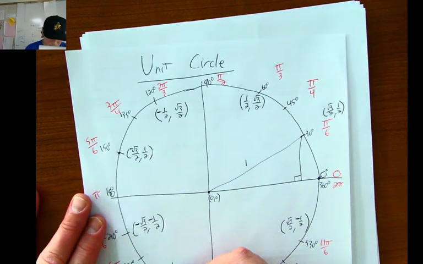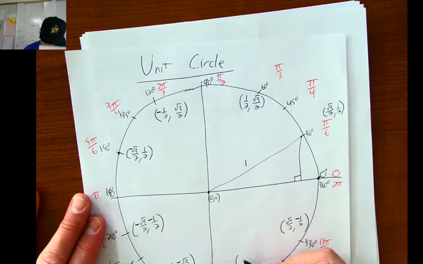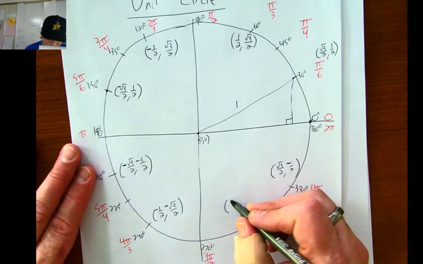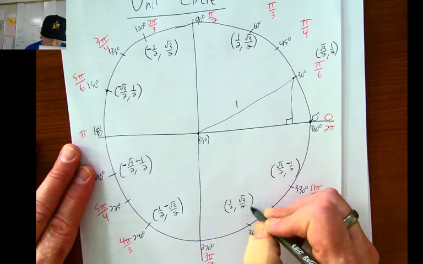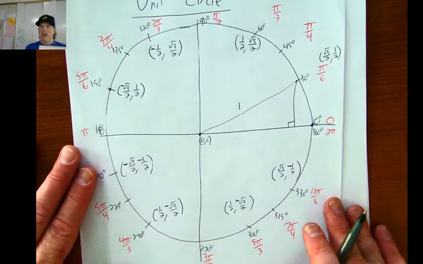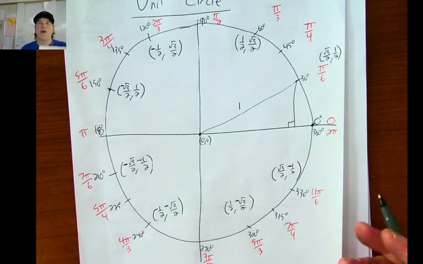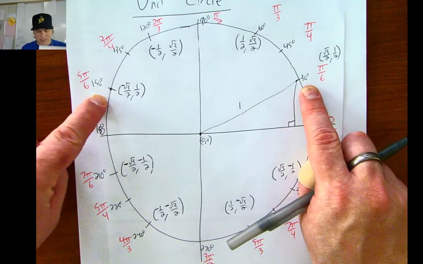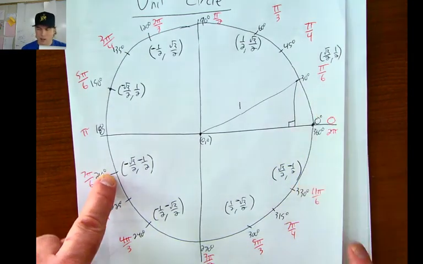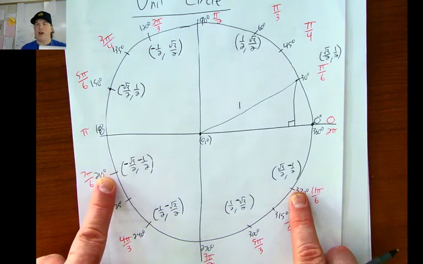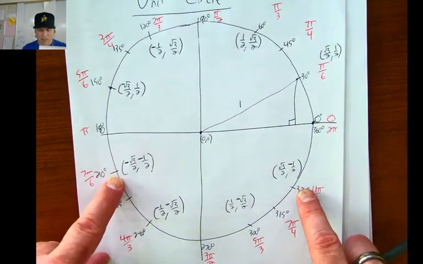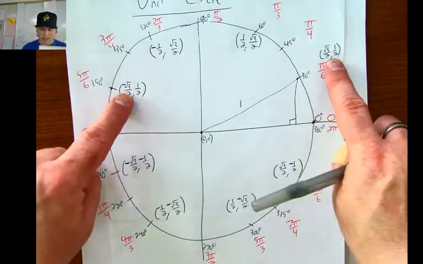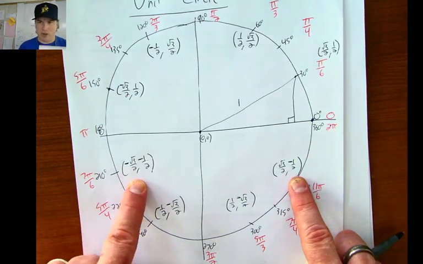Down here, 1/2 root 3 over 2, but it's third quadrant, so they're both negative. And then same thing with the fourth quadrant. Oops, 1/2 root 3 over 2, but because it's the fourth quadrant, the y-coordinate's negative. How do you know these are all the same? Reference angle. At 30 degrees, 150 degrees, 210 degrees, 330 degrees, they all have the same reference angle, so their numbers are the same. Just the positives and negatives change.